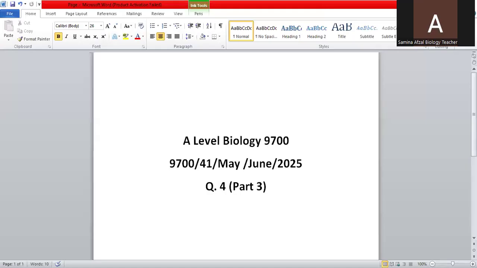A-Level Biology 9700, Paper 4, Variant 1, May/June 2025. This is question 4 and video 3 on this paper. So you can see the question number 4 is there.